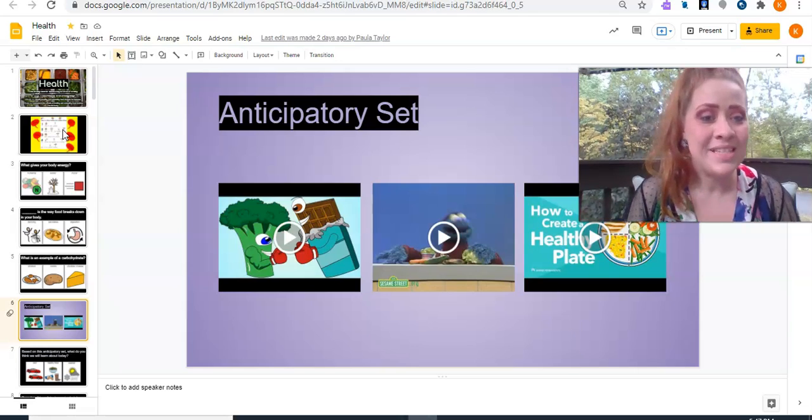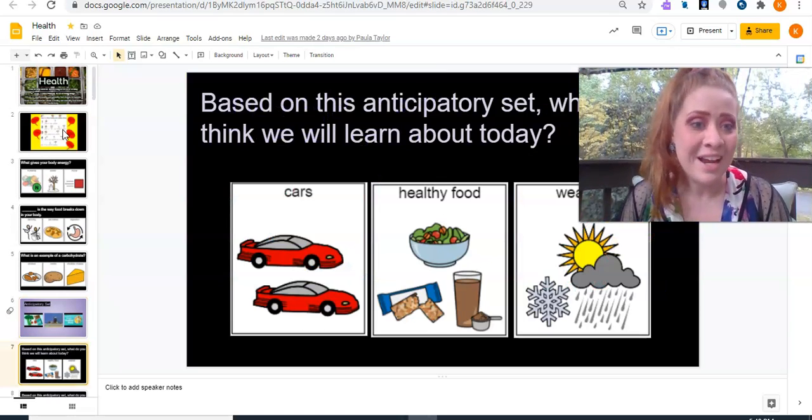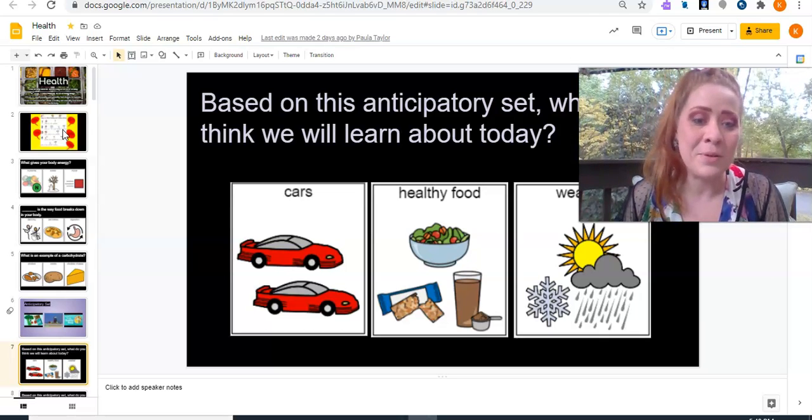Here's our anticipatory set. In this example, the anticipatory set is a video. Students can pick which video they want to watch, and then based on that video, they answer a higher order thinking question about what they think we'll learn about today. They're asked to make a prediction.